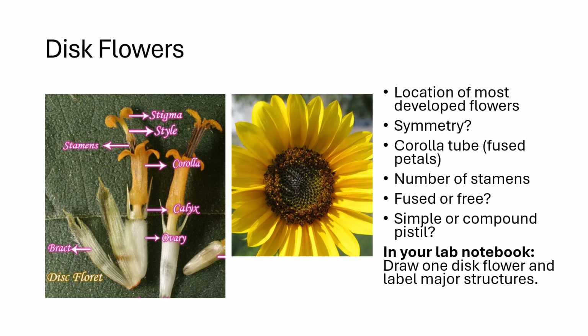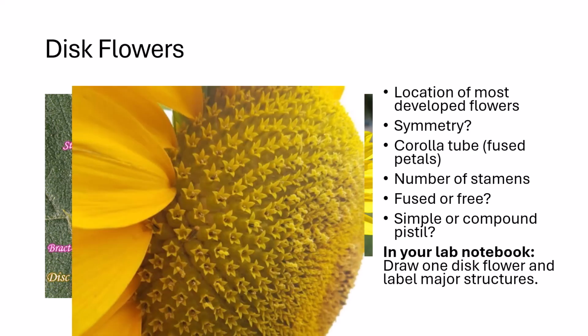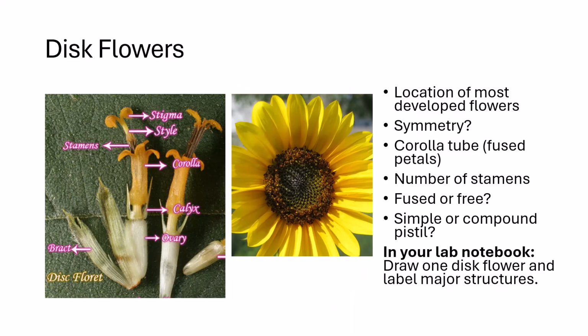Now examine the disc flowers. Notice their developmental pattern. The most developed flowers are typically located toward the outer edge. The least developed are toward the center. Observe its symmetry. Disc flowers are typically actinomorphic, radially symmetrical. Notice the petals are fused into a corolla tube with 5 petals. In Asteraceae, stamens are often fused by their anthers.